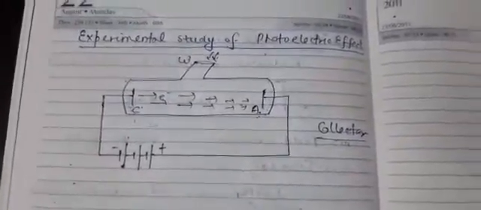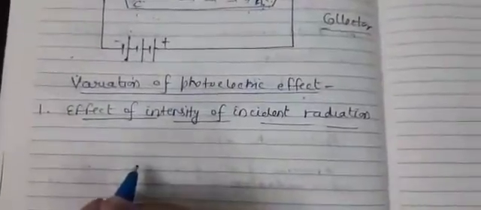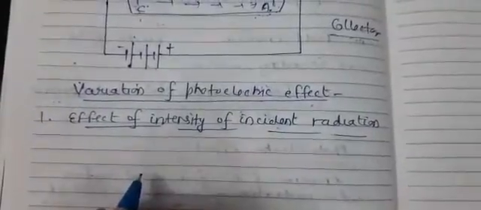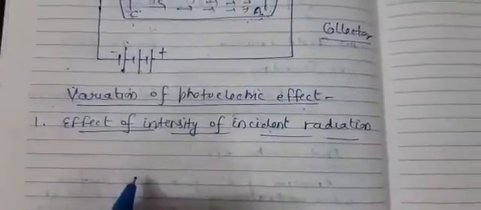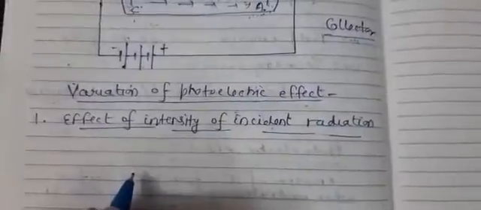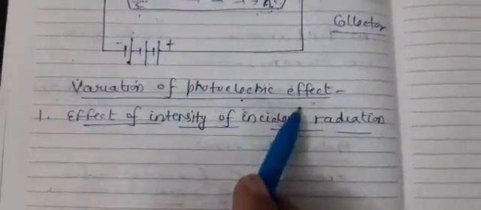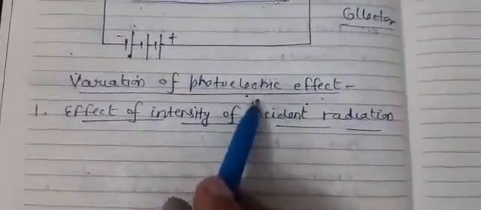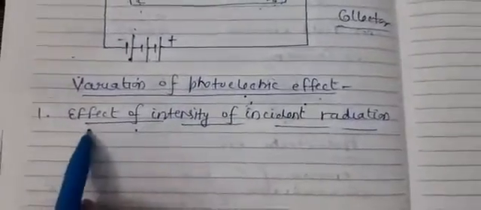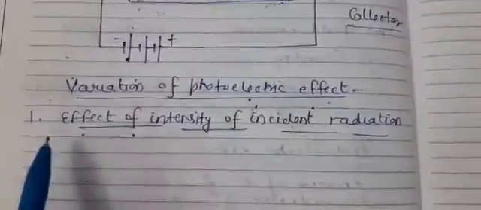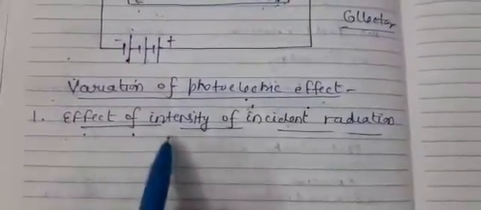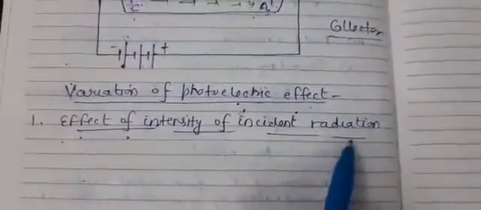Now when the light is incident on the cathode plate, current will start flowing in the outer circuit. So here we will study the variation of photoelectric current. Basically, we will study the photoelectric effect by changing different factors. The first factor we are studying is the effect of intensity of incident radiation.